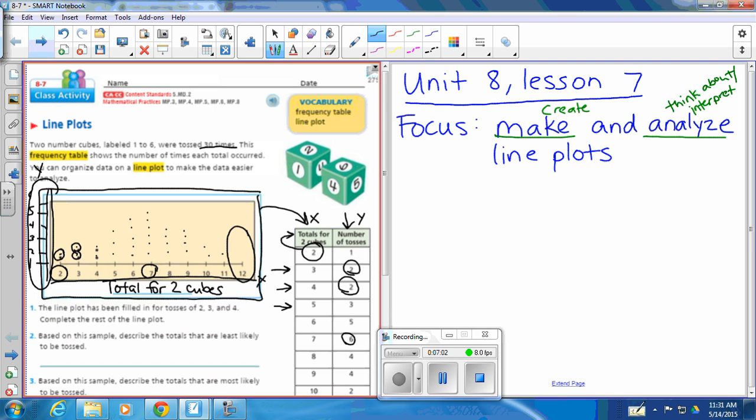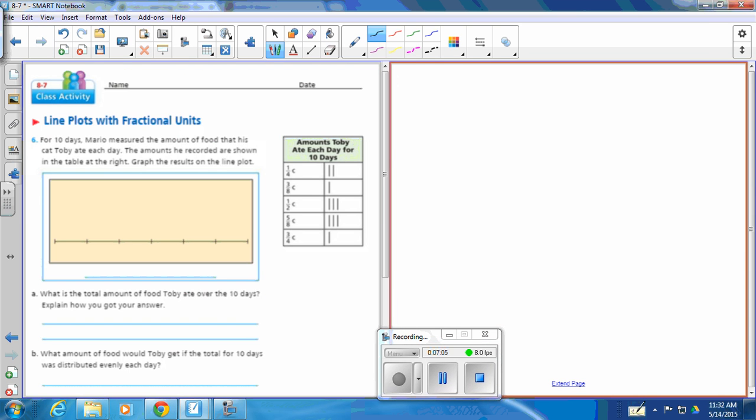Let's look at another one. Go ahead and turn your page. Okay, this one says, for 10 days, Mario measured the amount of food that his cat Toby ate each day. The amounts he recorded are shown in the table to the right. So these are the amounts of food that he ate, and this one represents the number of days that he ate that much. Okay, so let's go ahead and create our line plot.